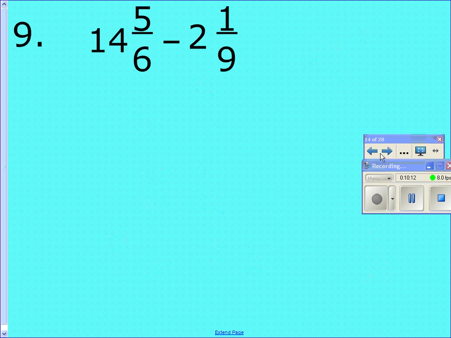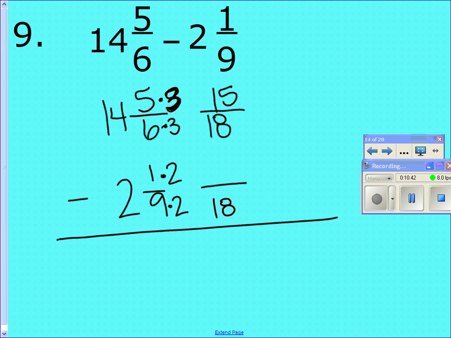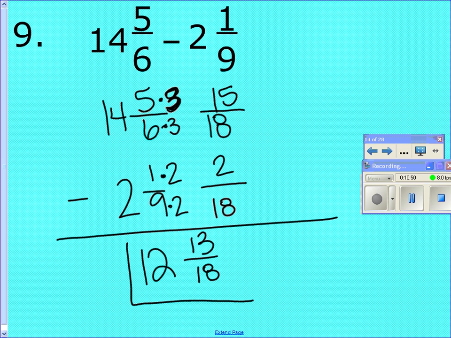Okay. Try this next one on your own. You can pause the video and start it whenever you're done. Okay, so 14 and 5/6 minus 2 and 1/9. Common denominator between 6 and 9 is 18. To get from 6 to 18, you multiply by 3. 5 times 3 is 15. 9 times 2 is 18, so 2 times 1 is 2. 14 minus 2 is 12. 15 minus 2 is 13/18. That is the final answer.